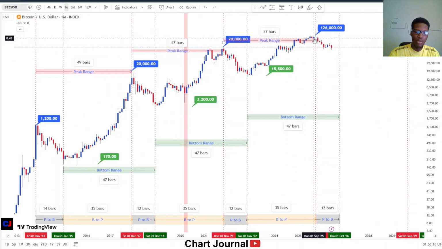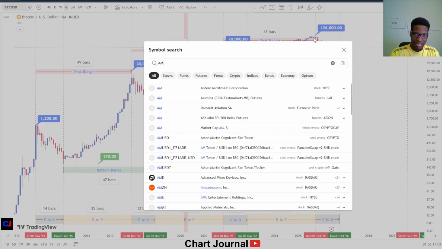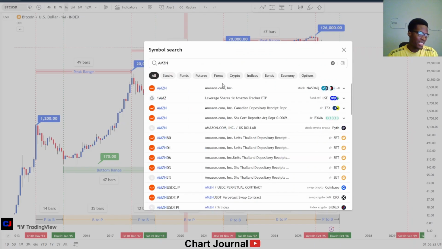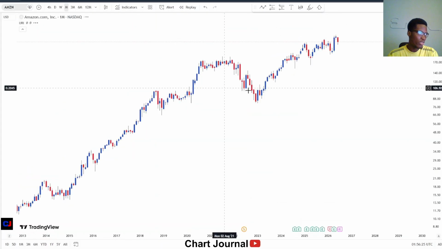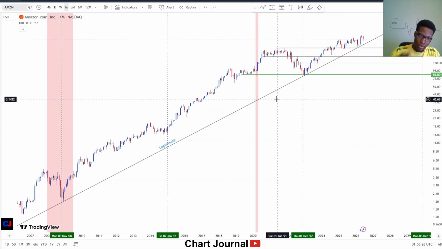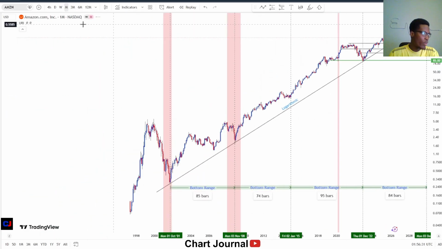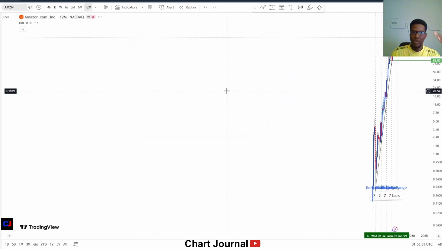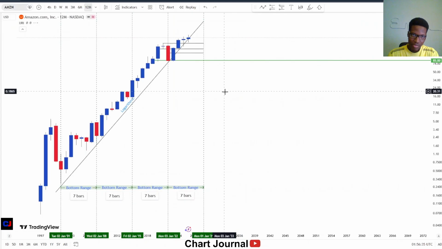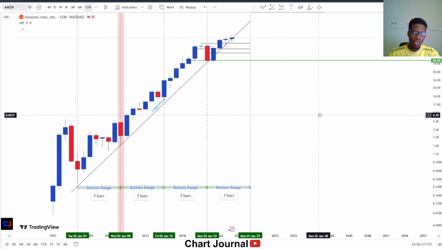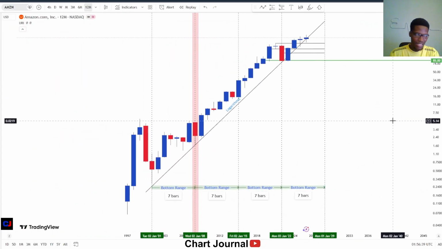Not only Bitcoin, we can even look at Amazon. The ticker symbol for Amazon is AMZN. We'll get Amazon. Going to Amazon, we also know that from that same 2022 till 2025, we are likely going to go higher. Why are we likely going to go higher? Because it also has its own cycles. So this is just understanding across all the markets.